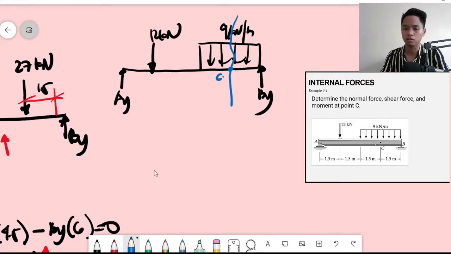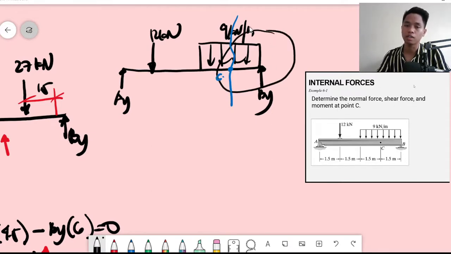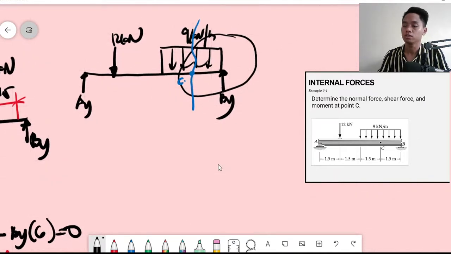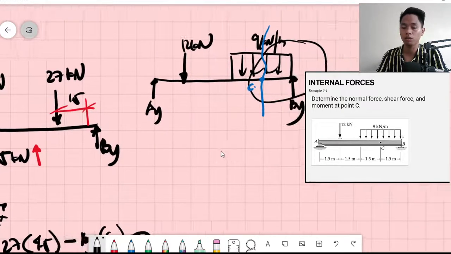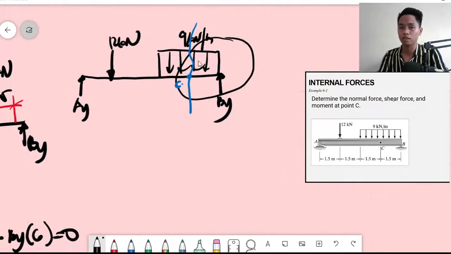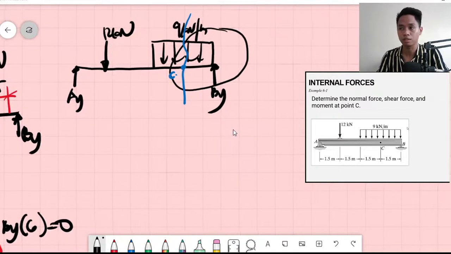Here you investigate which segment you will use, the left or the right. Based on our drawing, this part is easier because the loadings are small. Remember, especially with a distributed load, do not simplify it when you cut. We only simplified it to get the reactions. When cutting the section, use it as it is, as a distributed load.